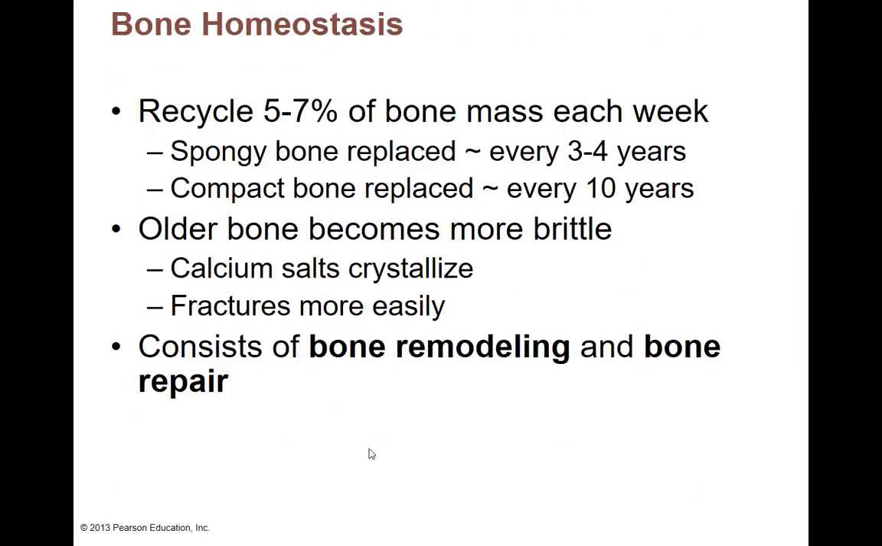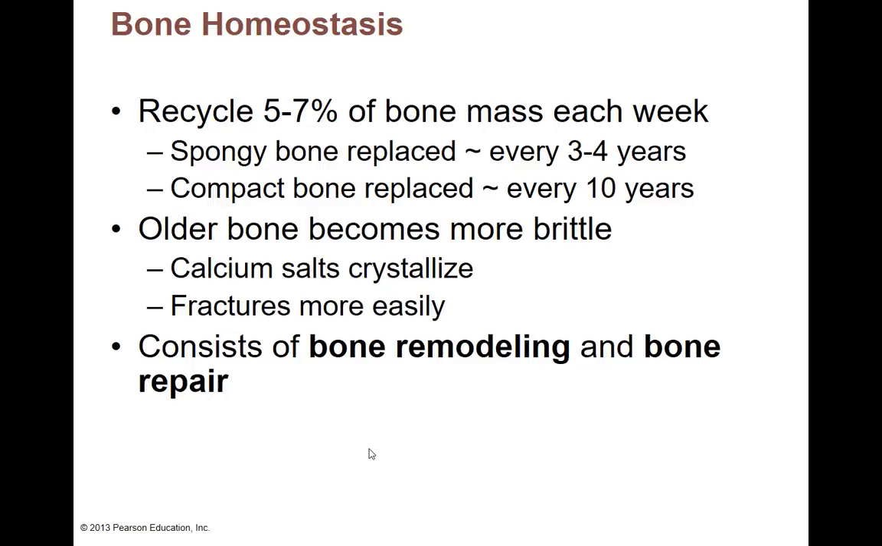Now, maintaining bone. We recycle about 5 to 7% of our bone tissue or bone mass every week. So we are constantly breaking some down, reusing it somewhere, adding new tissue. They say our spongy bone is completely brand new tissue about every 3 to 4 years. That will literally have gotten rid of everything. We don't reuse it. We just got rid of everything that was in your spongy bone and laid completely new spongy bone down about every 3 to 4 years.